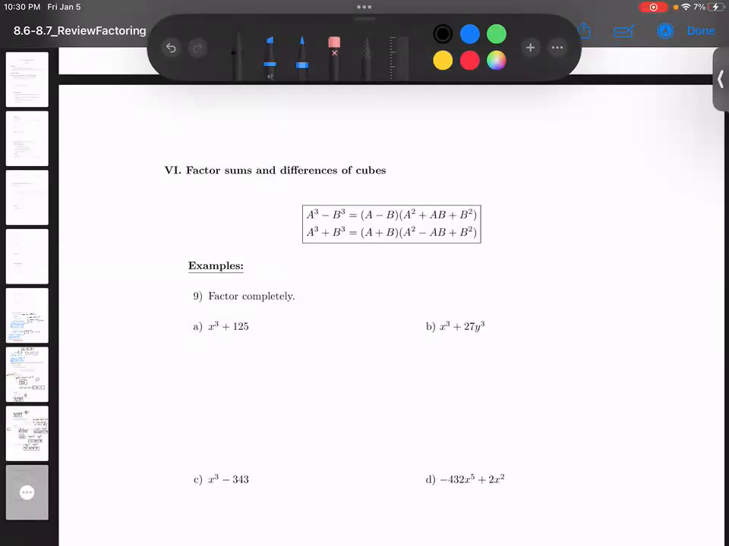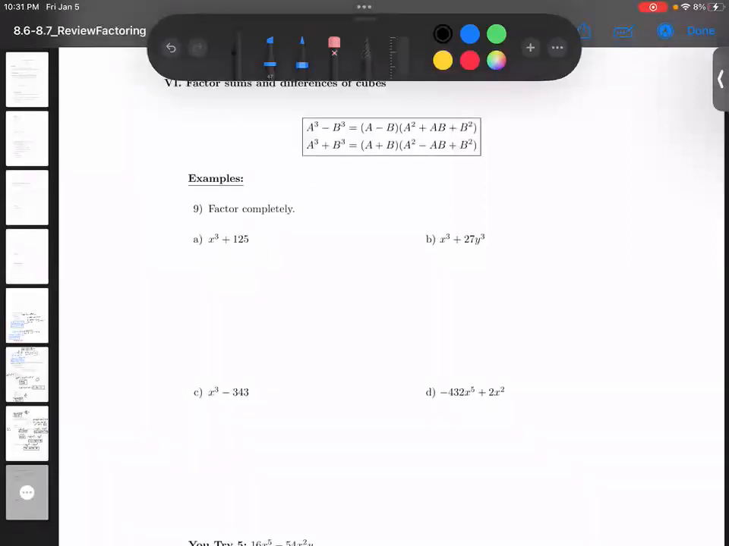a cubed minus b cubed is equal to a minus b times a squared plus ab plus b squared. And then a cubed plus b cubed is pretty much very similar. All you see is the difference in the sign. That's all, right? It'll be a plus b times a squared minus ab plus b squared.